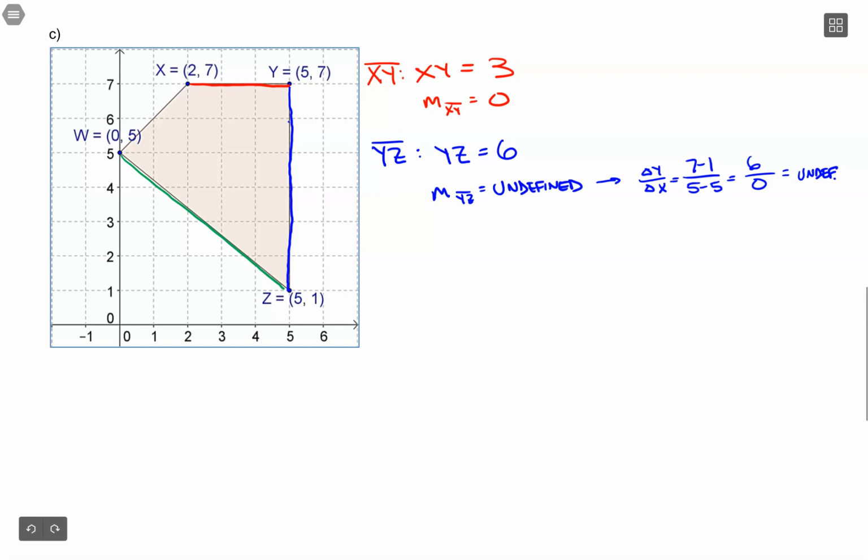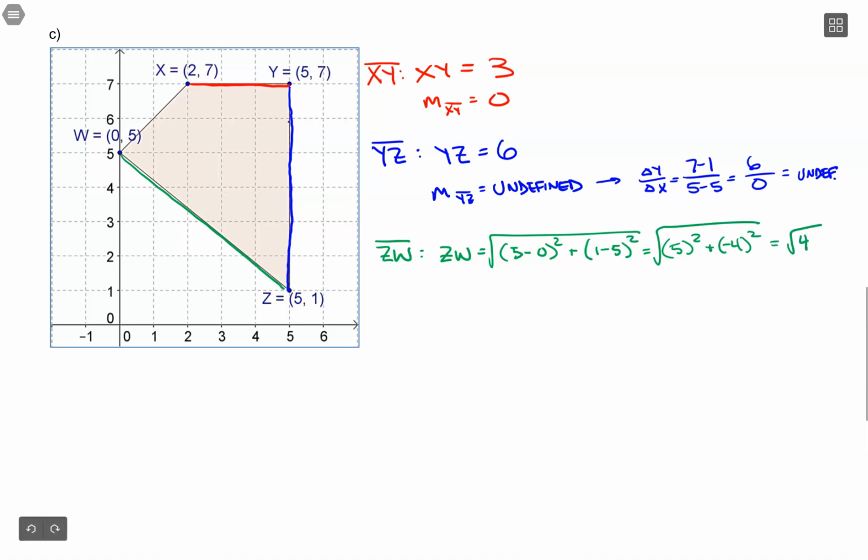We'll look at ZW first. The distance formula gives me 5 squared plus negative 4 squared. That's 25 plus 16, and that's the square root of 41. Now let's look at the slope. Delta y over delta x is 1 minus 5 over 5 minus 0. That's negative 4/5.